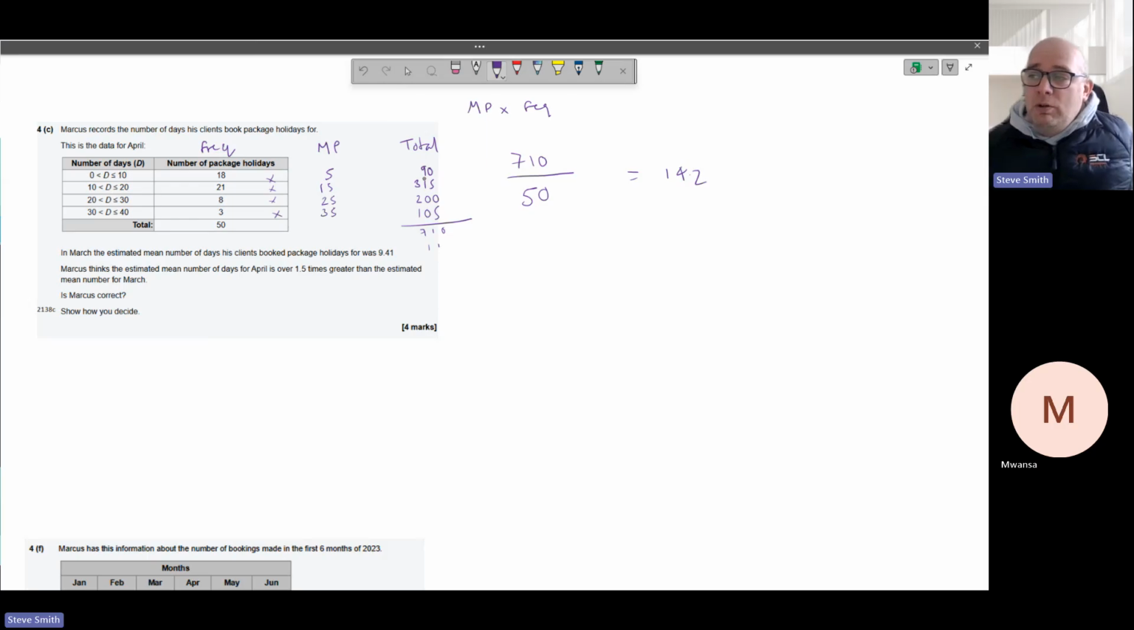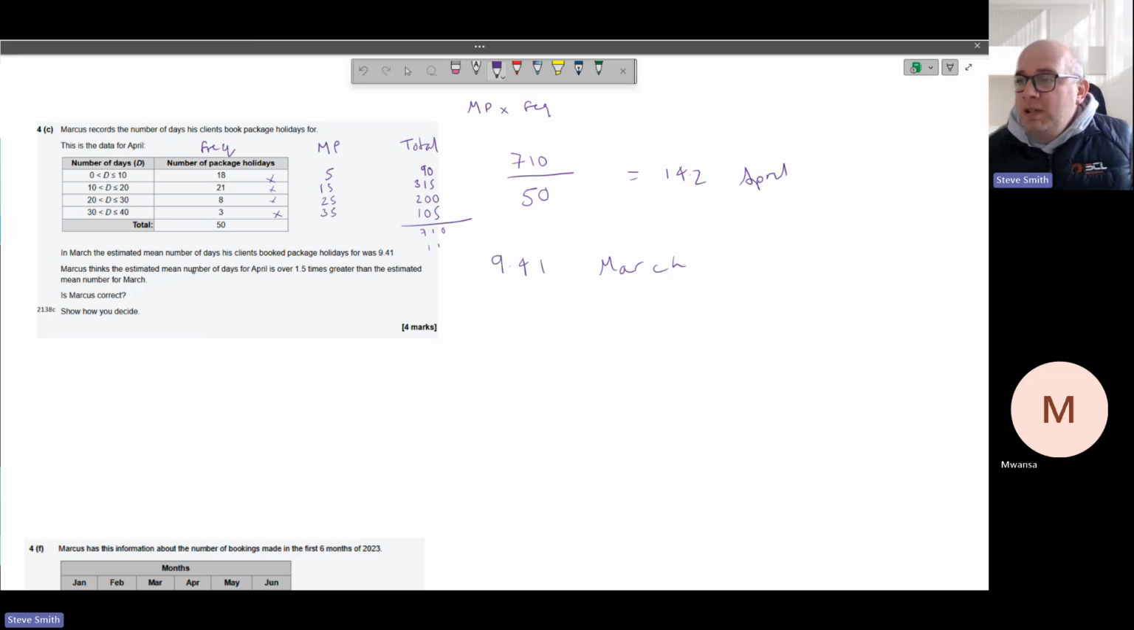Unbelievably, all that sum already is probably only going to give us 2 marks. If it's a normal frequency table, you rarely get more than 2 marks. So then we've got the added bits. In March, the estimated mean number of days his clients booked package holidays for was 9.41. So that's March. Or we just do April. Yeah, so that's April.